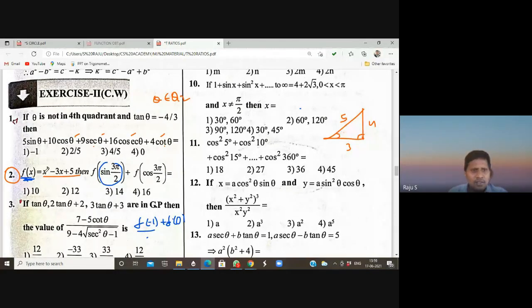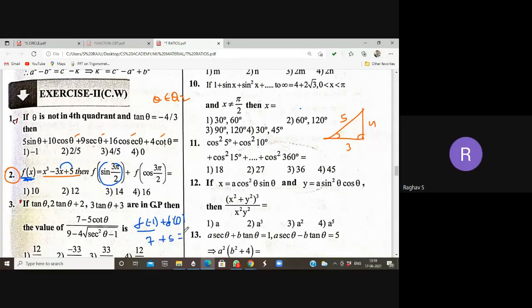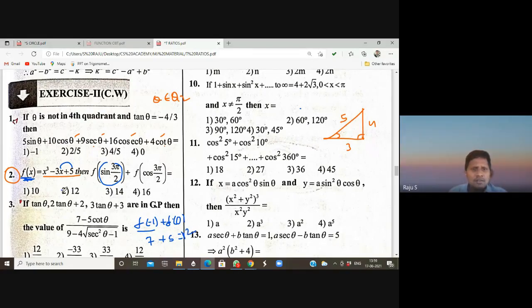Answer is 12. Let us see. -1 cube is -1, minus into minus plus 3, so 5 plus 3, 8, minus 1 is 7. f of 0 is 5. So 7 plus 5 equals 12. Right, 12 is the answer. Here they did not ask directly for f of -1 and f of 0. Indirectly they are asking sine 3 pi by 2 and cos 3 pi by 2, which are -1 and 0. Find f of -1 and f of 0 using the given function, add both, and that is the answer.